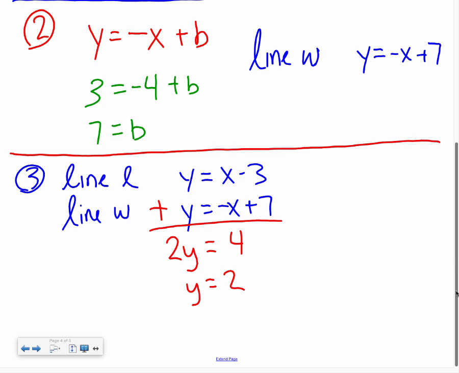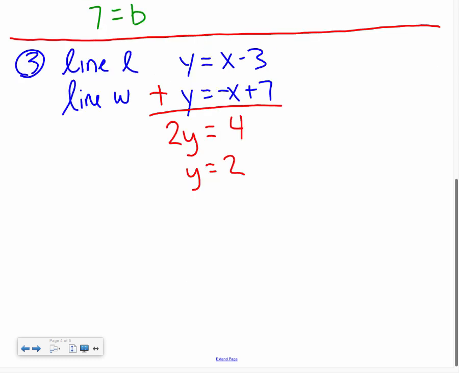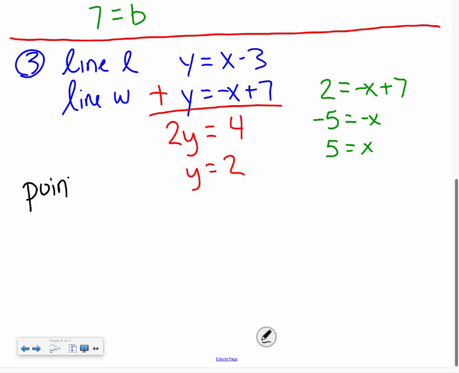Now if we just plug that into our line W, we have 2 equals negative x plus 7. We solve for x. We bring the 7 over, and we have negative 5 equals negative x. We don't like negative variables, so if we flip all things to their opposites, we get x equals 5. So we know our point of intersection is (5, 2).